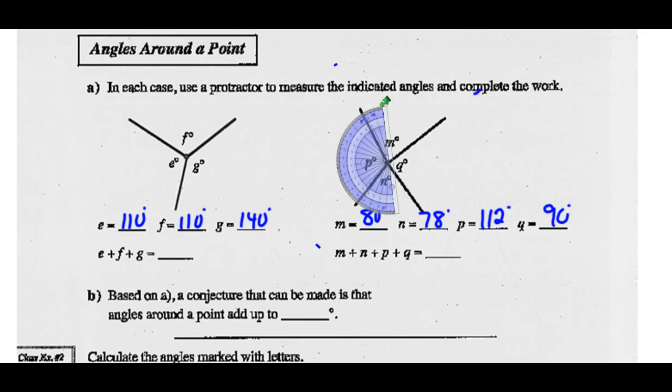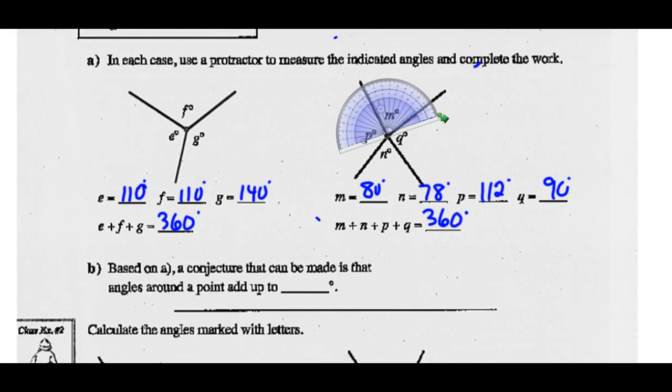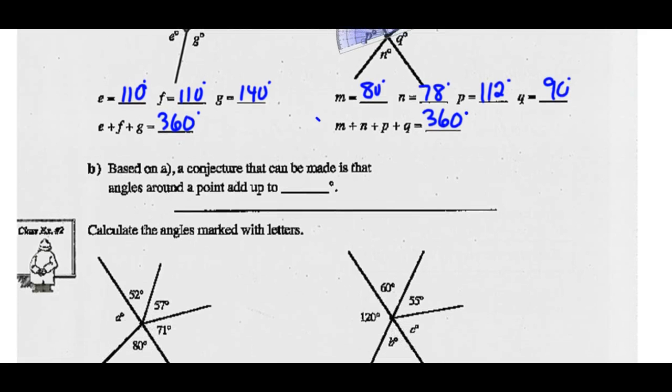All right. So let's add these up. Over in part A, E plus F plus G, 110 plus 110 plus 140. That's 360 degrees. Over here, 80 plus 78 plus 112 plus 90. Well, 78 and 112 is 190. Plus another 90 is 280. Plus 80 is 360 degrees. All right. Based on this, a conjecture can be made about angles around a point. Looks like they're going to add up to 360 degrees.